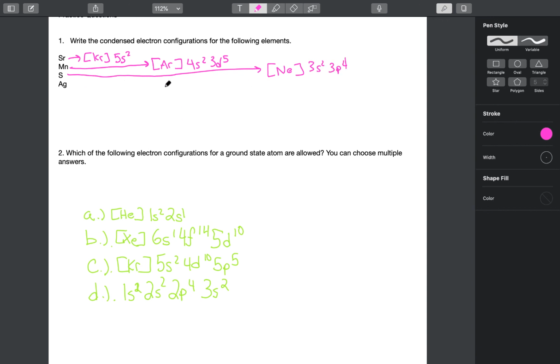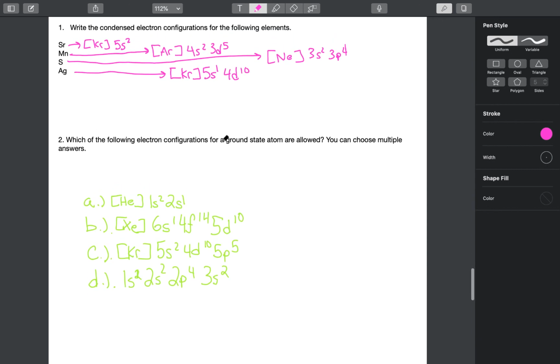And then silver, you have to be careful with silver because silver is one of the exceptions that follows the rules of copper. So it would have the electron configuration with a krypton noble gas core with 5s1 and then 4d10. So those are the particular electron configurations.